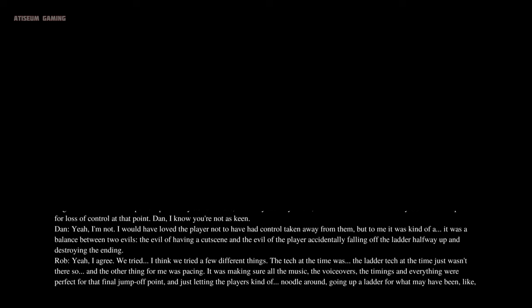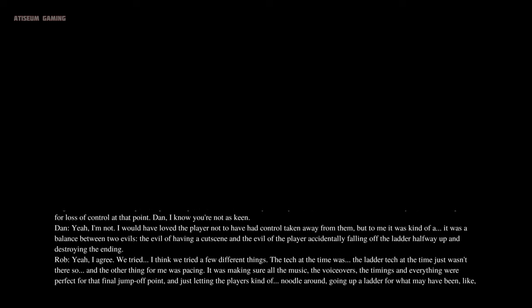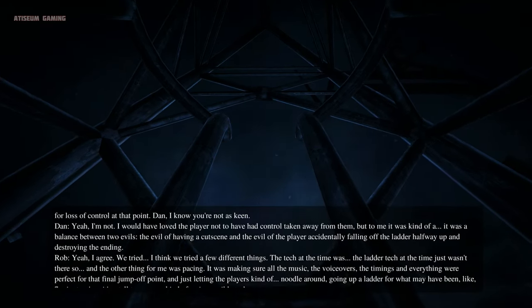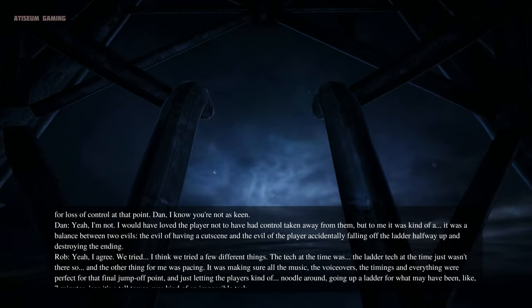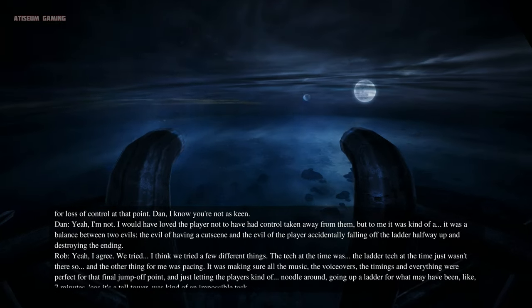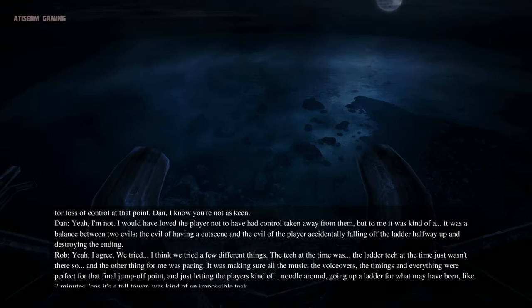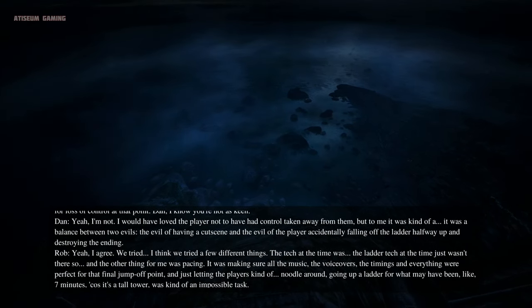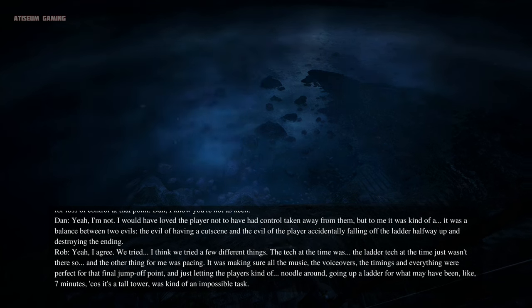And the other thing for me was pacing. It was making sure all the music, the voiceovers, the timings and everything were perfect for that final jump off point. And just letting the players kind of noodle around going up a ladder for what may have been like 7 minutes, because it's a tall tower, was kind of an impossible task.